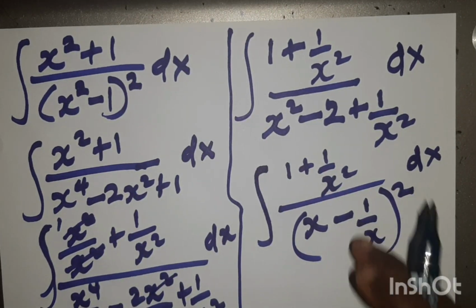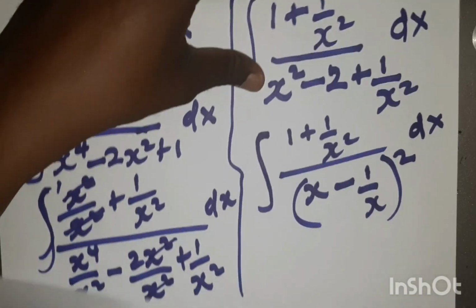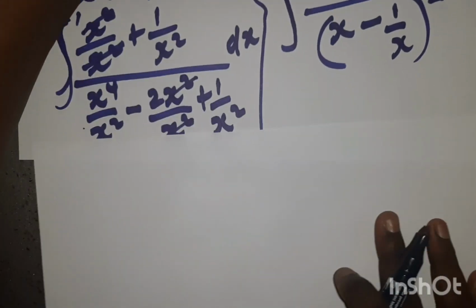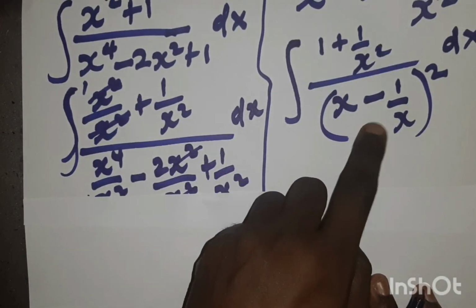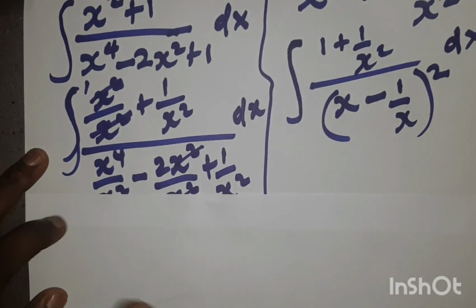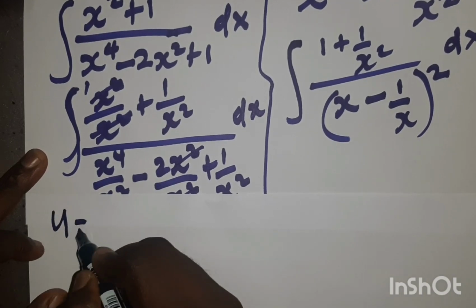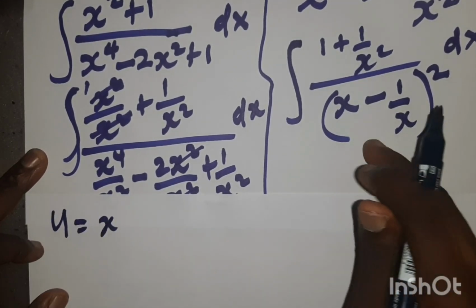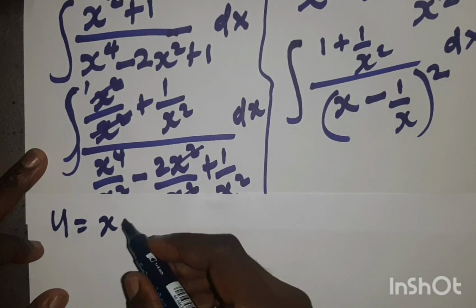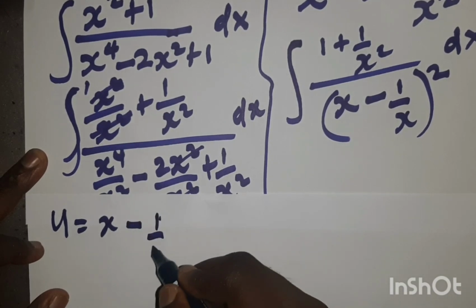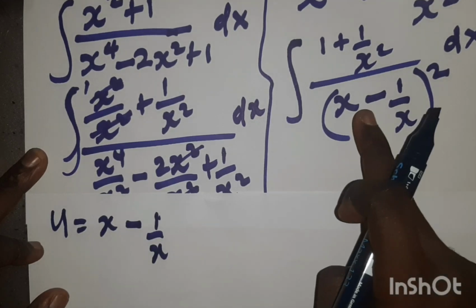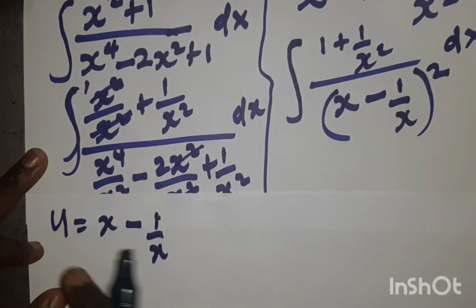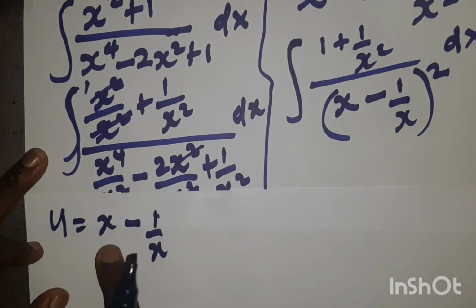So going further from here, we can now rewrite this, and we will make this one our u. So u equals what is in the bracket, x minus 1 over x. That's all. We are only making the value in the brackets to be our u. Then of course we differentiate with respect to x.